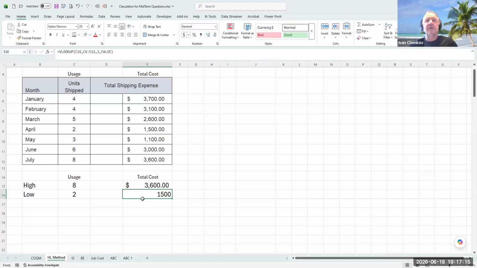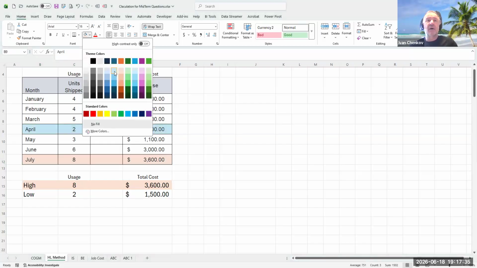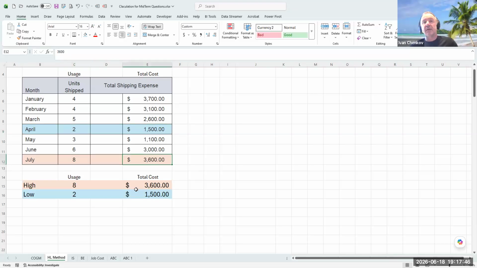So I have the value at the highest point, and I have the value at the lowest point. What do I need those for? Obviously, I need them for the high-low method. But how is this going to help me solve my problem? Technically, what I'm trying to do is find out how I come up with this total cost. How when I use only 2 shipments, my cost is 1,500, and how when I use only 8 shipments, my cost is $3,600. Why is that? I'm trying to understand my cost. Do you understand this? We're just trying to understand the cost.